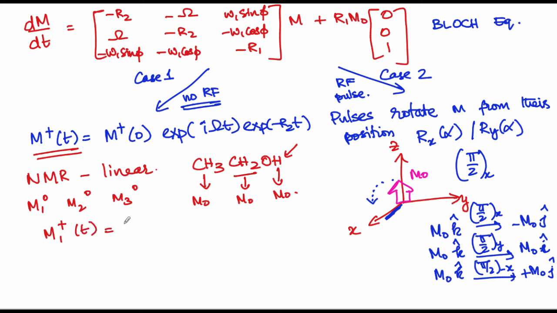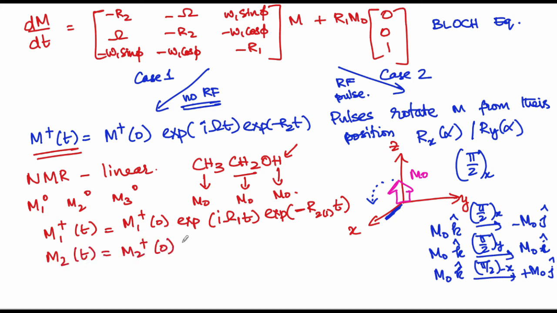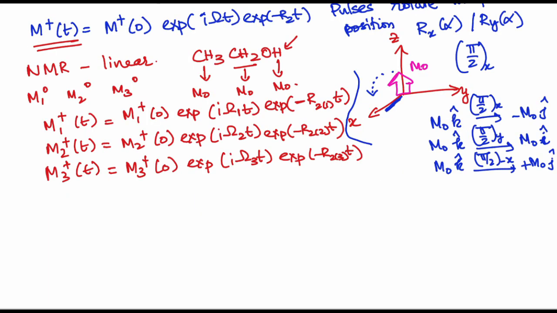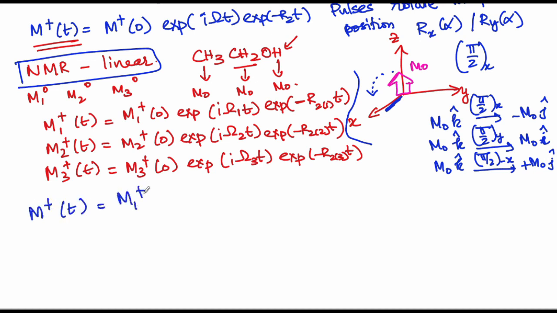M1 plus of t will be given by M1 plus of 0 exp(i omega 1 t) exp(minus R2 of 1 times t). And at the same time, M2 plus of t would be equal to M2 plus of 0 times exp(i omega 2 t) exp(minus R2 of 2 times t). And M3 plus of t would be given by M3 plus of 0 exp(i omega 3 t) exp(minus R2 of 3 times t). The best part of NMR, as I said, is that it is a linear technique, meaning that the M plus signal that you end up getting will be a sum of all these signals.